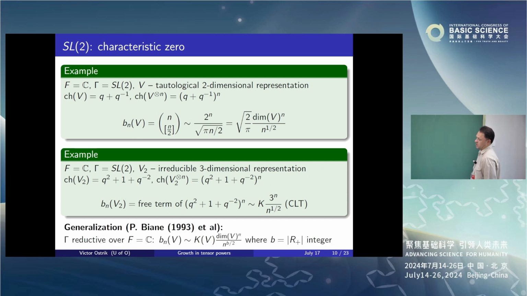Okay, so there is a generalization of this for all possible reductive groups. This generalization was, it seems, at first discovered by Philippe Bian, but then rediscovered by many people. I think it includes Scholar here, and it definitely includes me and my co-authors. So the answer is very similar. If you want to study the sequence Bn of V, you are going to have the dimension of V^n divided by n to some power, and there is some constant. I want to concentrate on this power here. The power is actually the number of positive roots of my reductive group divided by 2. What is important is that this number is a half integer. We've seen 1/2 in the case of SL2, in the case of SL3 you will see 3/2, and so on.